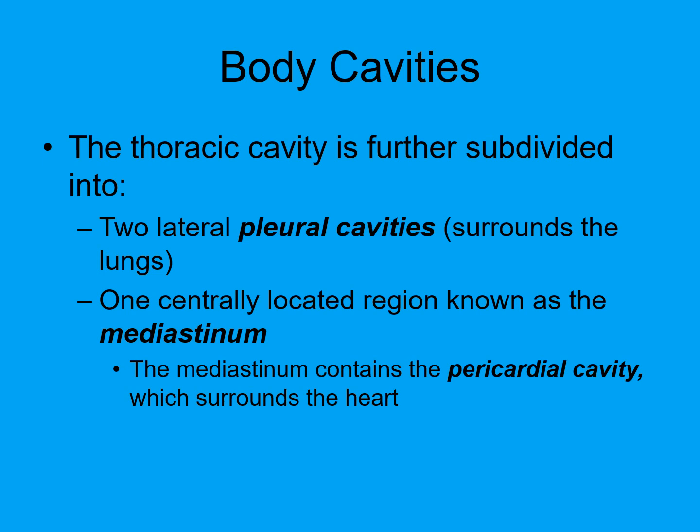Your thoracic cavity, we love to organize and subdivide things, so it can also be subdivided into the two pleural cavities. Pleural means it's going to be surrounding the lungs, and then in the middle between those two will be a region that's known as the mediastinum, and it contains the pericardial cavity. That's what surrounds your heart.